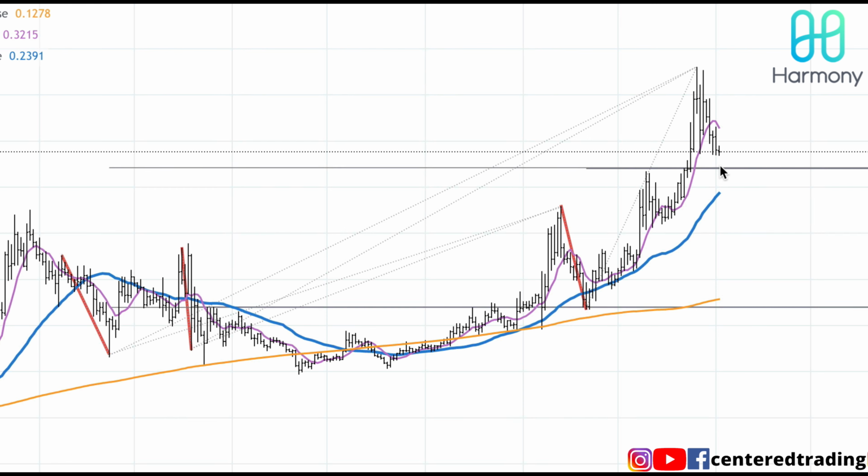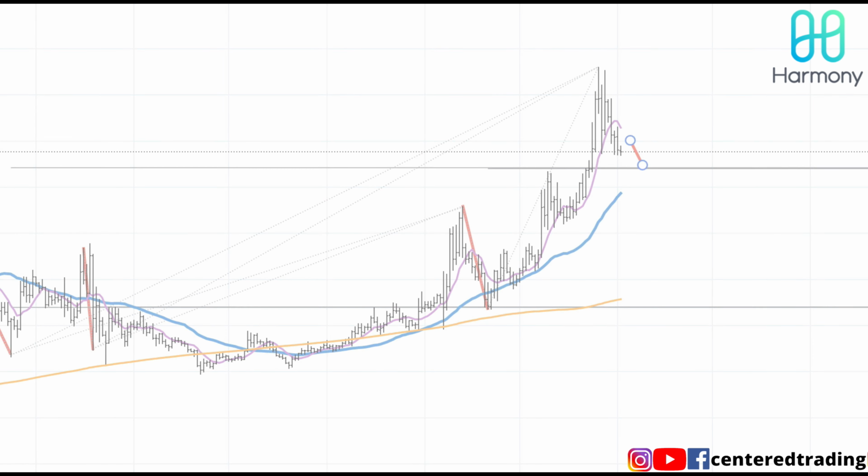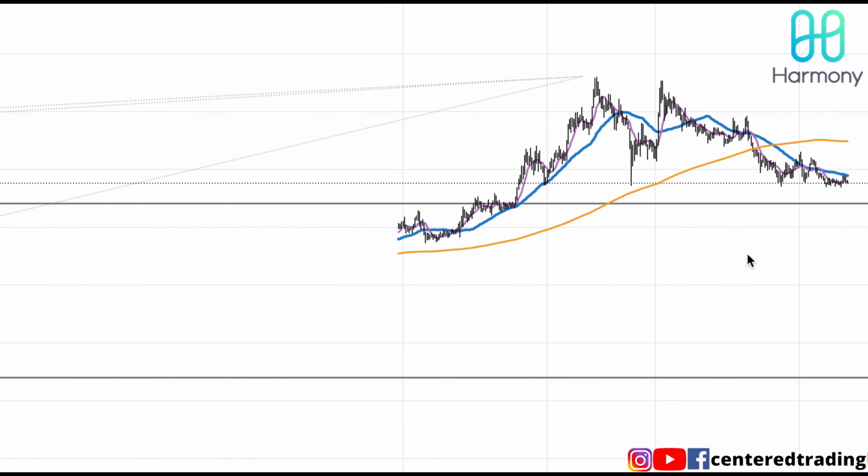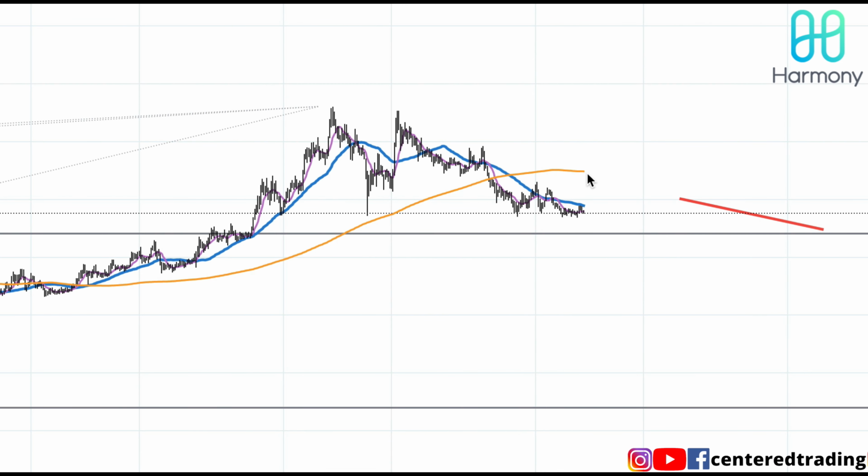I like to see how price reacts to the zone and see if I can get a bounce out of here on a 15-minute time frame. First, I'm going to jump down to an hourly chart, see where price is trading at. Price is trading below that 200 moving average. So there are a couple of things that you can do.